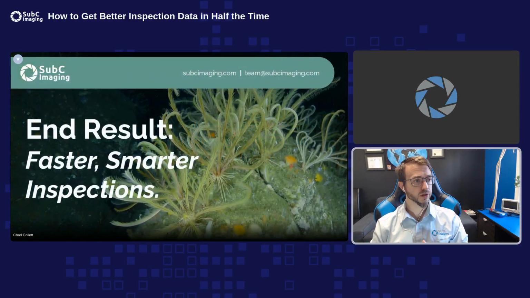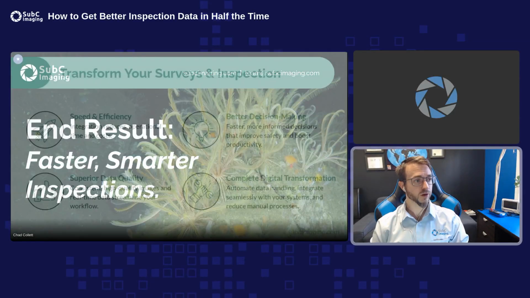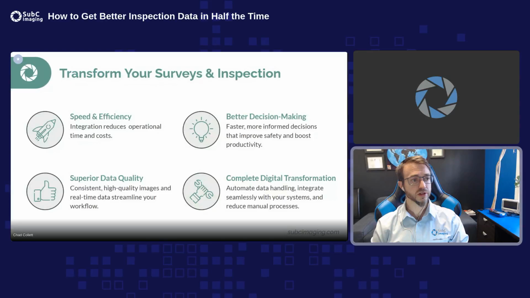So as we discussed earlier, many of you are facing challenges in your surveys, inspections that slow you down, increase costs, and leave you with data that's hard to trust. So the end result. First, our inspection solutions simplify the entire process, reducing operational time and costs. And second, we know the frustration of inconsistent image quality. With SubC, you get consistent, high-quality images and real-time data, making your workflow smoother and more predictable.